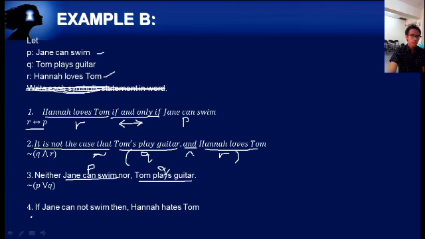Okay? Next, number 4: if Jane cannot swim. So, Jane cannot swim. What is the statement of Jane? That is negation P, because negation makes the statement false. Then, Hannah hates Tom. So, Hannah hates Tom is reversed, since earlier it was love, and now it is hates. So, it becomes negation R. So, the symbol for number 4 is negation P biconditional negation R. Okay? Next.